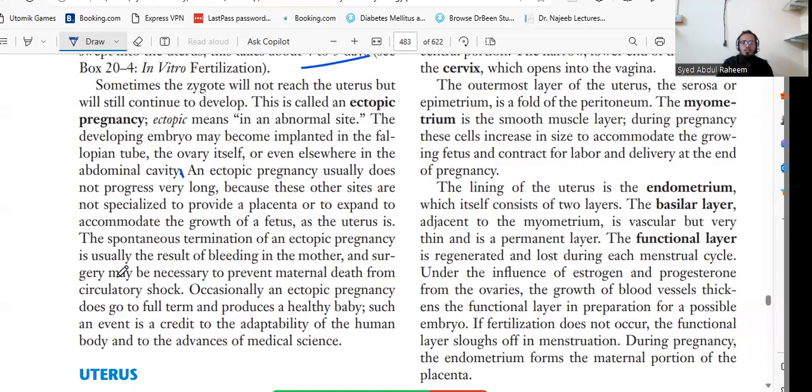As with the uterus, the spontaneous termination of an ectopic pregnancy is usually the result of bleeding in the mother, and surgery may be necessary to prevent maternal death from circulatory shock. Occasionally, an ectopic pregnancy does go to full term and produce a healthy baby. Such an event is credited to the adaptability of the human body and to advances in medical science.